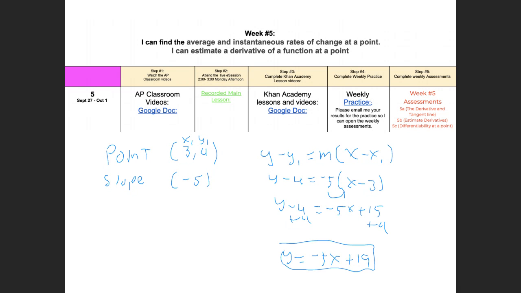This is point-slope form. I will tell you right now that I would rather have kids leave all of their answers in point-slope form. And if you are taking the AP test, never ever rewrite it into slope-intercept form. It just takes time, and it doesn't matter. They don't care. So we just leave everything in point-slope form.